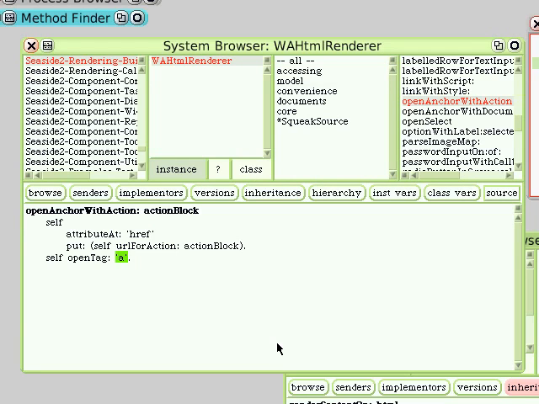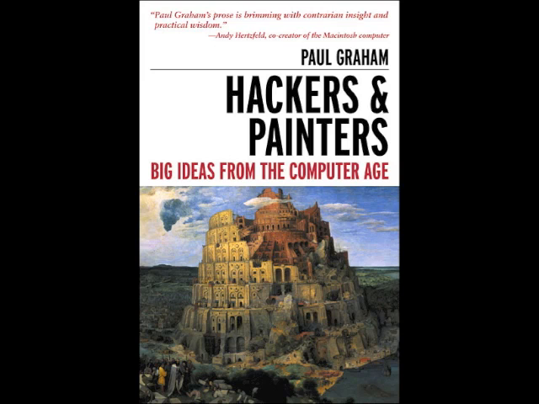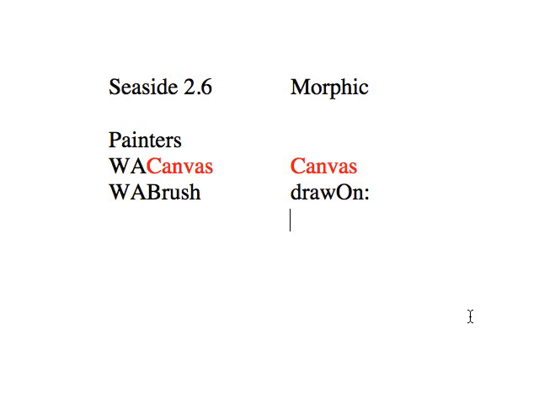This was imperfect, and the builders of Seaside read a book called Hackers and Painters and decided on a new paradigm. They looked at the morphic graphical user interface, saw it had a canvas, decided they were painters, so they figured they needed some brushes.